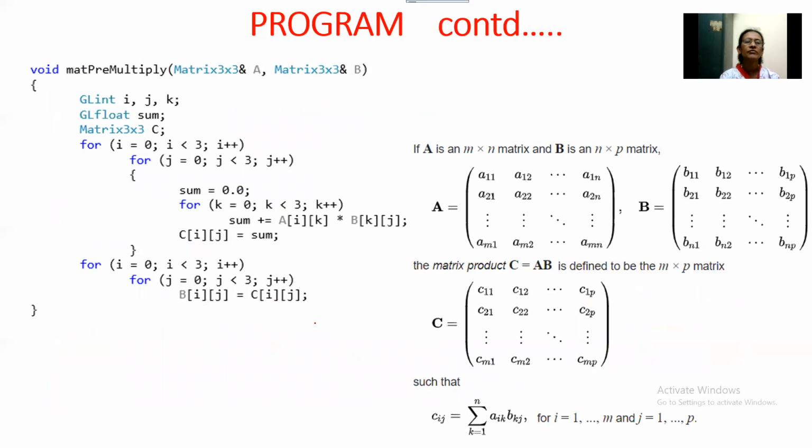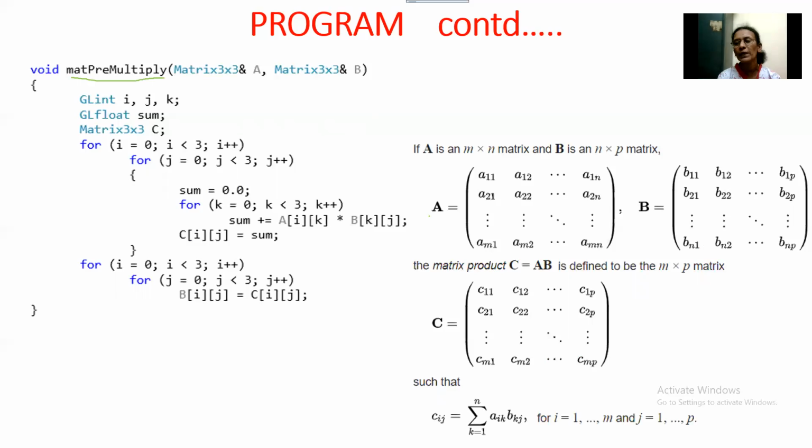Okay. Next, this function is used to pre-multiply. Every transformation matrix has to pre-multiply the current matrix. So this function, the mat pre-multiply function, is going to do this. Now, how do we do matrix multiplication?